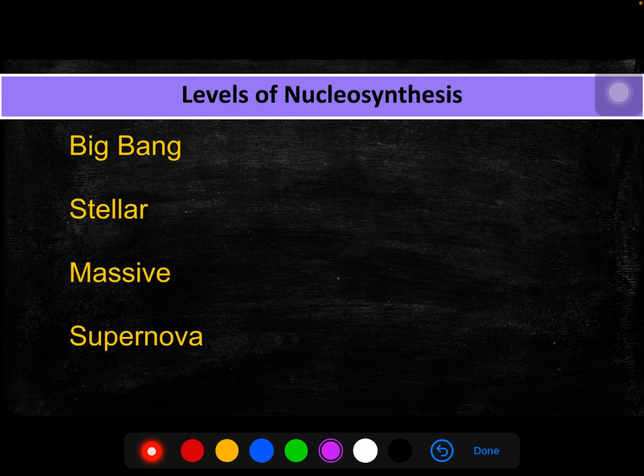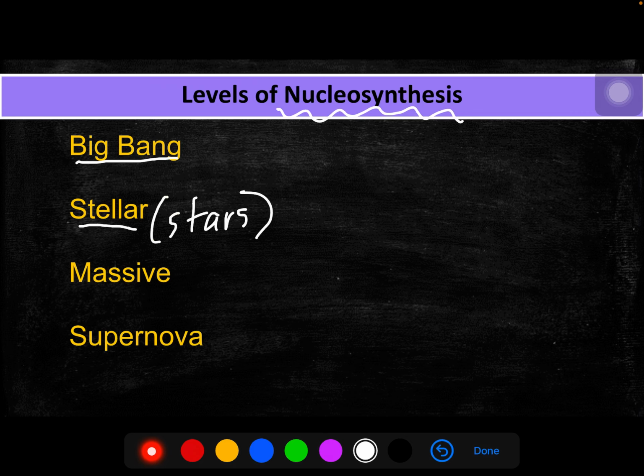And in our part 1 and part 2, we were introduced to a couple different levels of nucleosynthesis. We had Big Bang nucleosynthesis, so specific characteristics happening in the Big Bang led to fusion or nucleosynthesis of certain elements. Stellar nucleosynthesis, remember, is just a fancy word for stars, right? So nucleosynthesis happening in stars. Massive stellar nucleosynthesis, bigger stars, and then supernova stars.